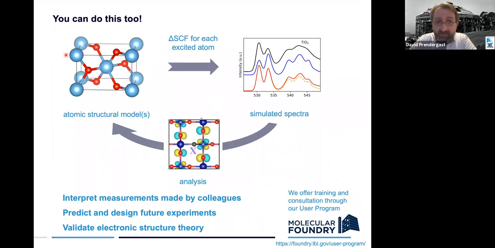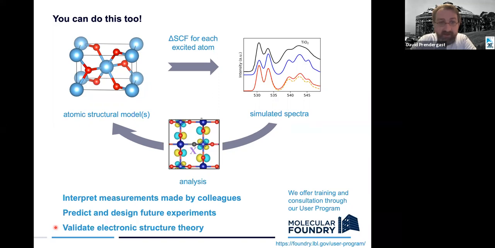All you need is what you have already, maybe good atomic structural models and their associated electronic structure. And then you can derive this delta SCF excited state for each atom, generate your simulated spectra, and then check to see if your model of the material matches, in terms of its spectroscopy, what you see in experiment. So it's something for you to think about if you're interested in this research. You can interpret the measurements made by your colleagues, for example, or you can even go out on your own and predict and design future experiments that would be successful based on your calculations.